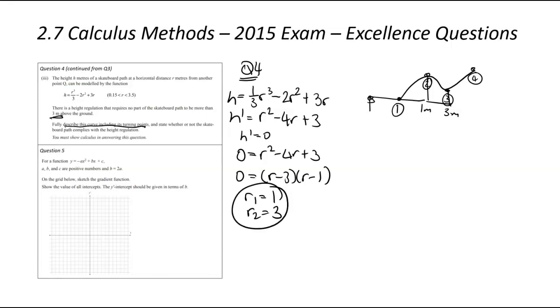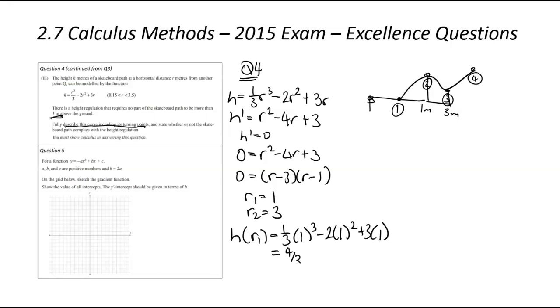Now that we know those, let's try to find the height of those, and we're going to find the heights by substituting both of them into our original height equation. So height in relation to r1 will be equal to 1/3 times 1 cubed minus 2 times 1 squared plus 3 times 1. Plug that into your calculator and you're going to get 4/3. And then we do the same for r2. We're going to get 1/3 times 3 cubed minus 2 times 3 squared plus 3 times 3. And that there comes out to be 0.